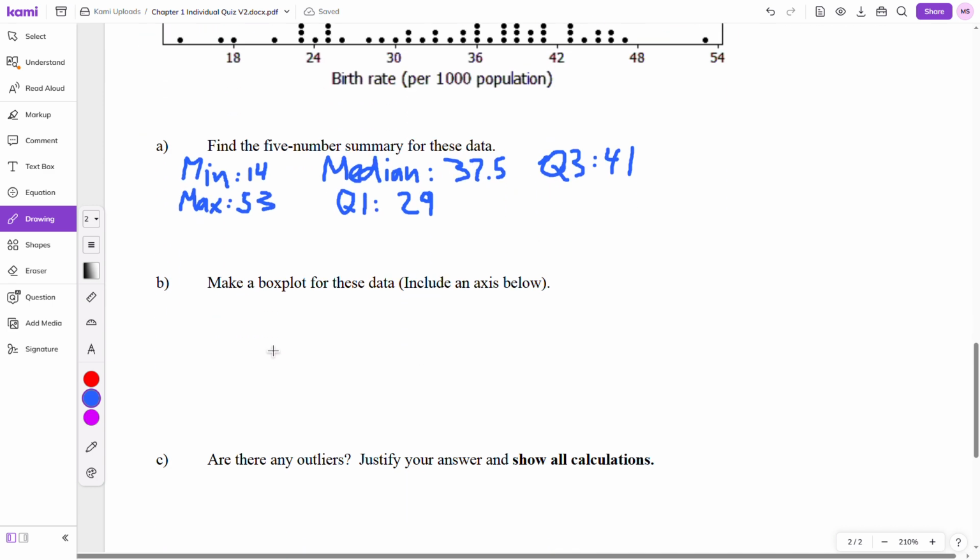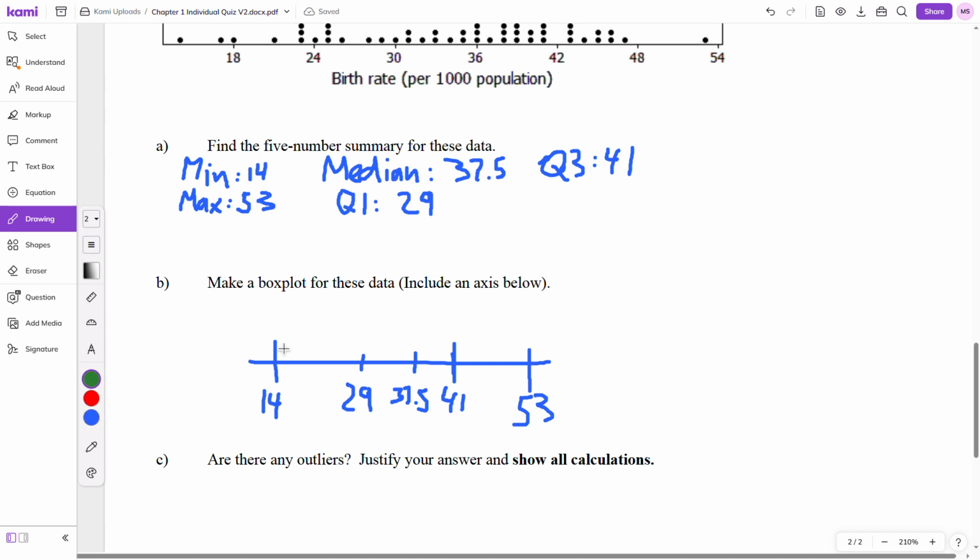A box plot is just the 5-number summary on a number line with some lines. So it doesn't have to be totally correctly spaced. I mean, it would help if you would try to space it somewhat correctly. But ultimately, the more important part is that you get the numbers right. So the median is 37.5. And then Q1 is 29.